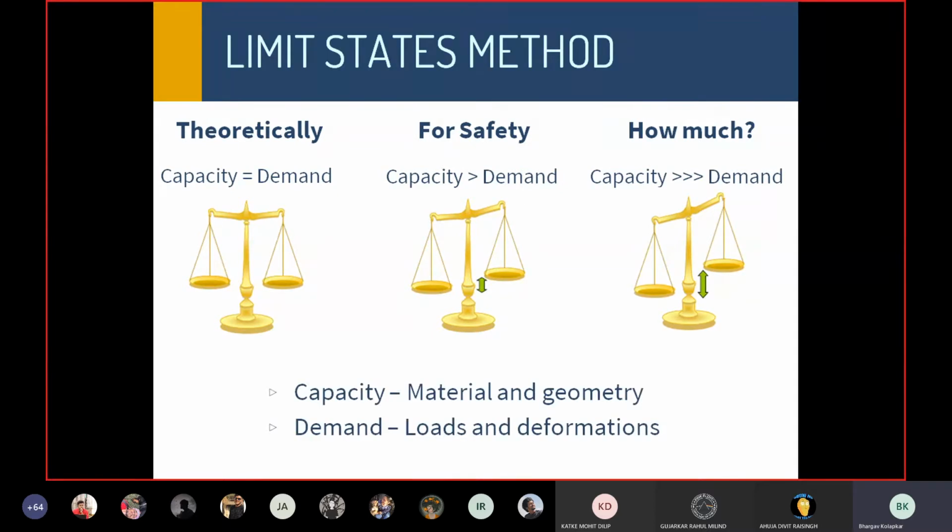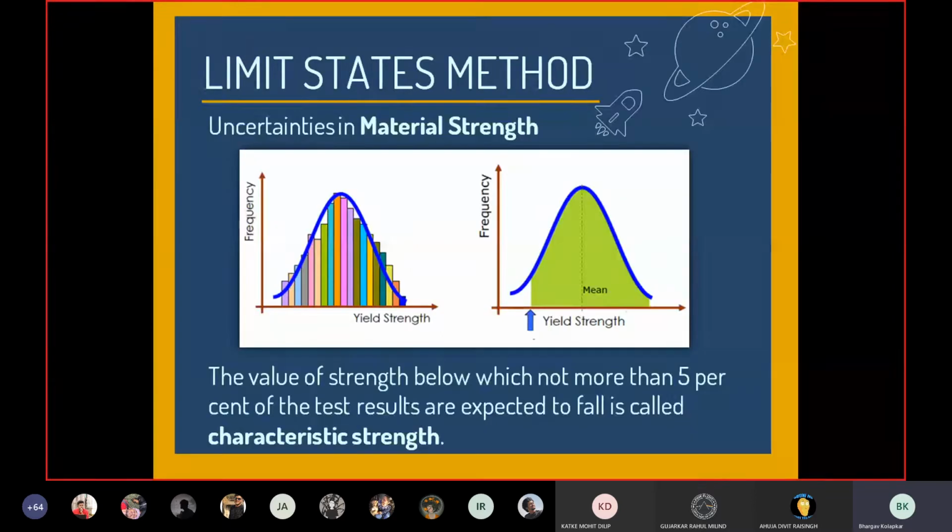And the capacity is a function of the material you're using and the geometry of the material. That is, what are the dimensions of various members, how they are connected to each other, and so on. And the demand is in terms of loads and deformations. So one thing is established, simple: the capacity should always be greater than demand, right? But how much? Now, the limit states method tries to answer this question.